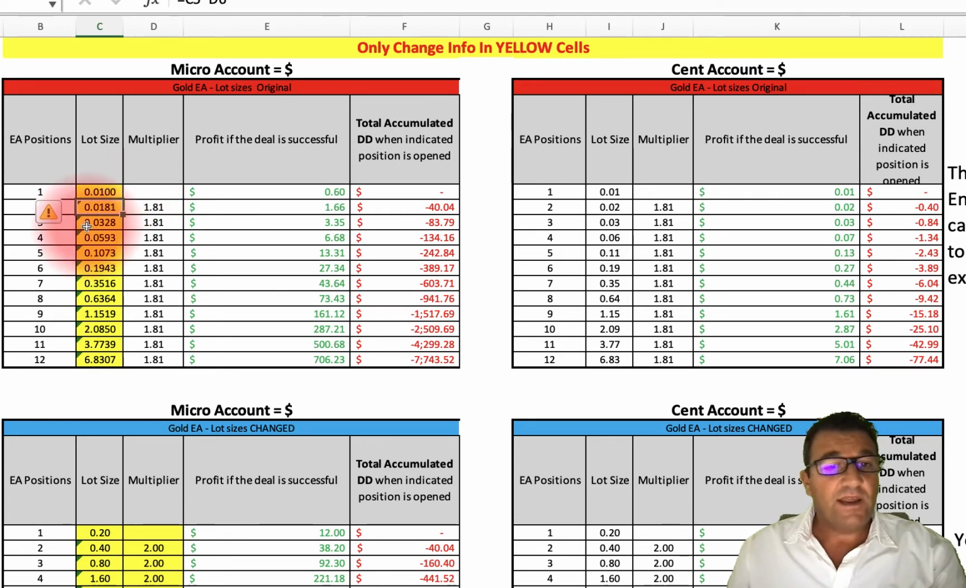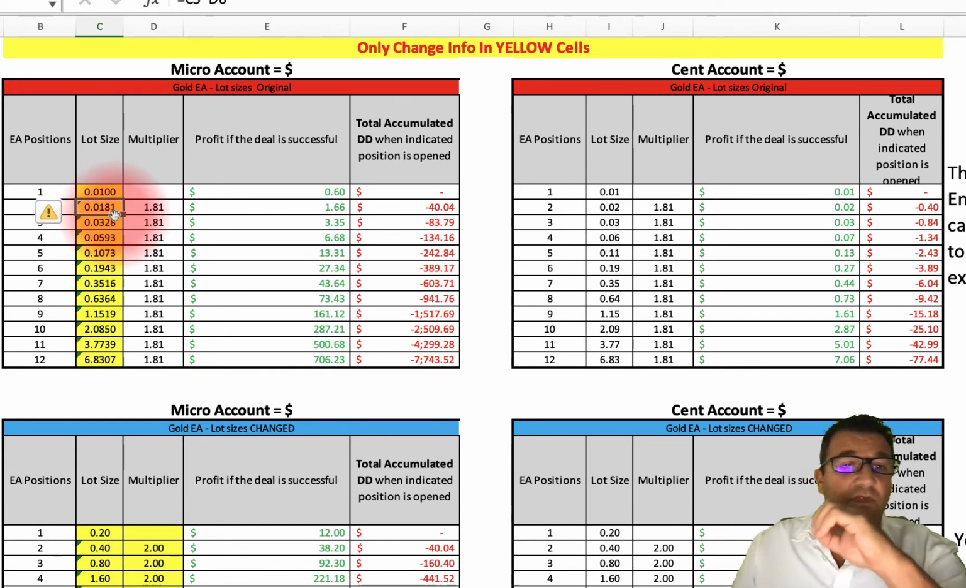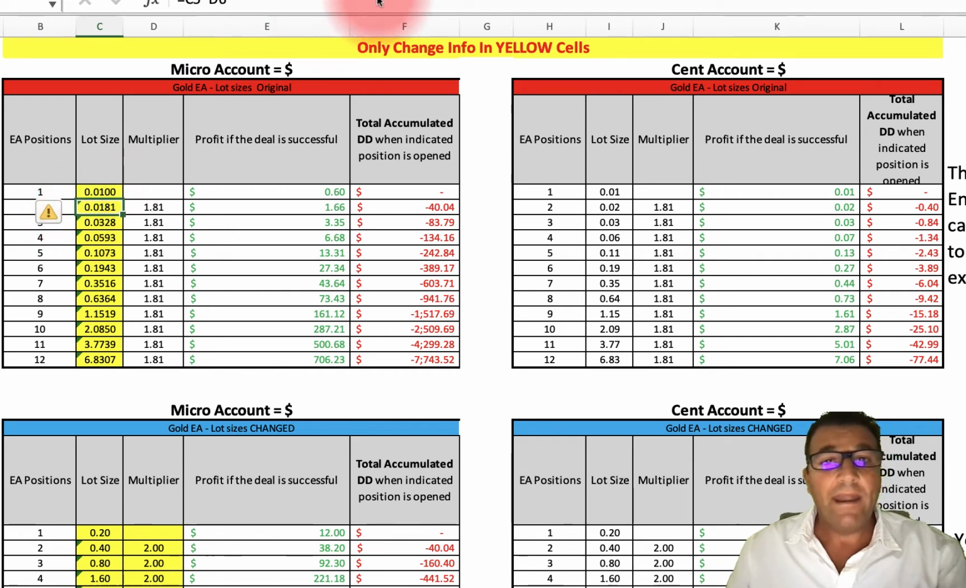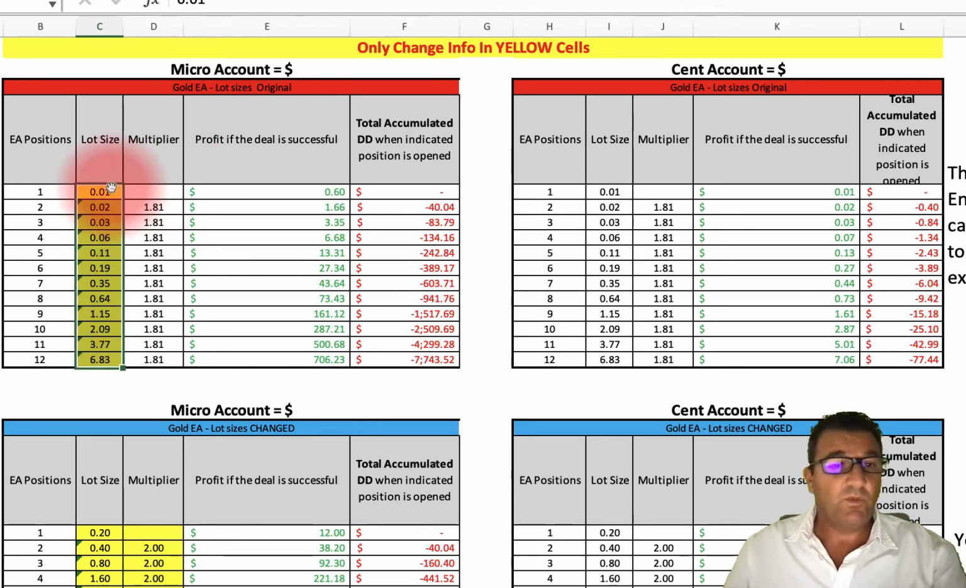Okay. The next trade that opens here will be a 0.03. Now, with MetaTrader 4, it can't open a 0.018. The smallest lot size that MT4 can open is 0.01. That's why I've left it on only 2 decimal points, 0.01. So the next trade that opens is a 0.02. Then it'll just round it up to the next available number.